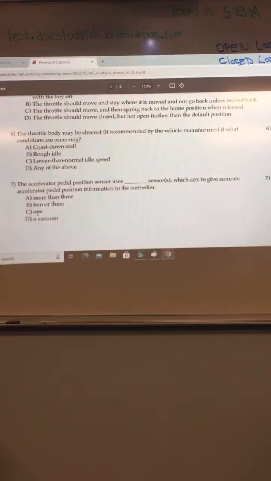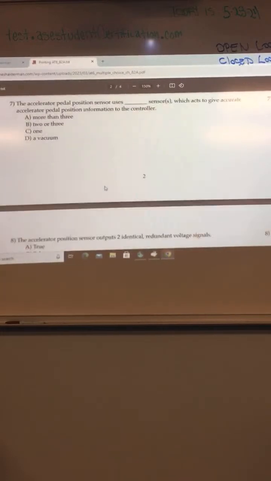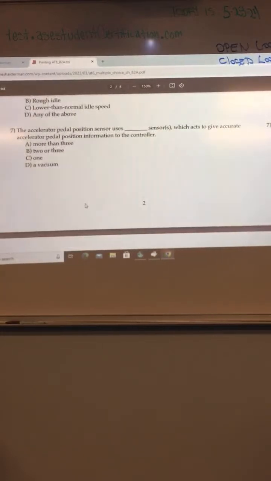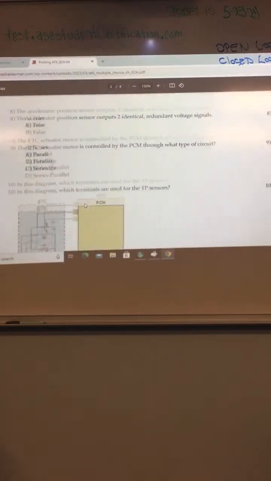Throttle body may be cleaned, you'll see this one, that's going to look familiar to you, may be cleaned if recommended if what conditions are occurring. D, all of them. Yep. The accelerator pedal position sensor uses B, 2 or 3 sensors. Yep, that's correct. 2 or 3.